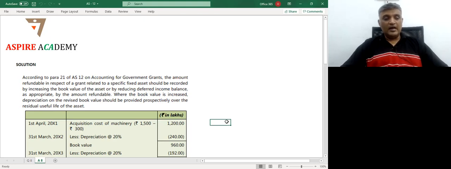So let's start with 1.4.X1. When the asset was first acquired, machinery was acquired, 1500 lakhs is the actual acquisition cost. But we also received a grant of 300. So if I knock off that, the remaining value, or the net acquisition cost, is going to be 1200 lakhs. First year depreciation for X1, X2, 20% WDV. So 1200 into 20%, that will give you 240 lakhs.